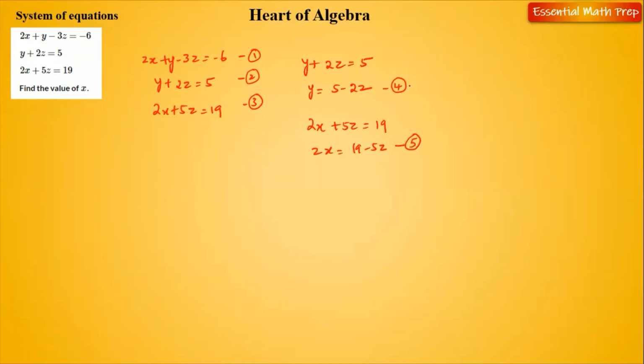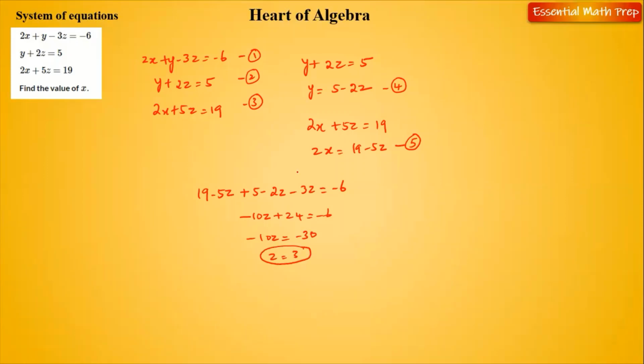So let's go ahead and substitute 4 and 5 into expression 1. So in place of 2x, you substitute 19 minus 5z. And in place of y, you substitute 5 minus 2z. And then you already have -3z. Whole thing equals -6. So the z's add up to 10z, and then the numerical values add up to 24. If you add -24 on both sides, then you get -30, so z equals 3.